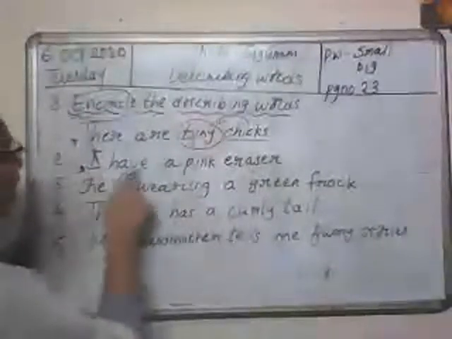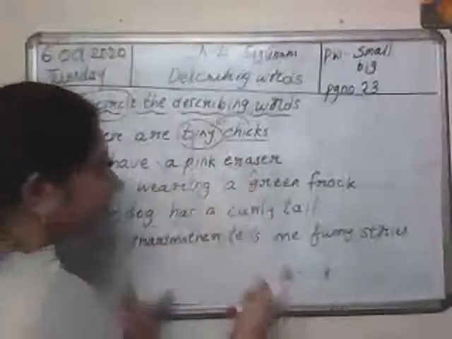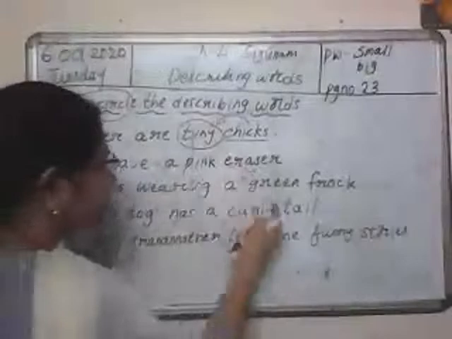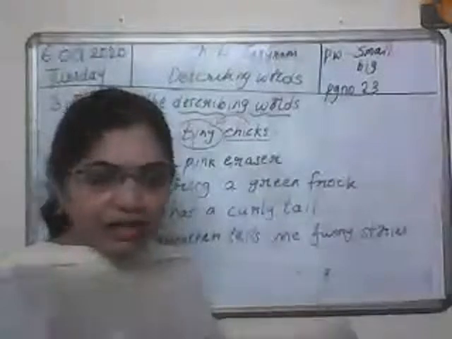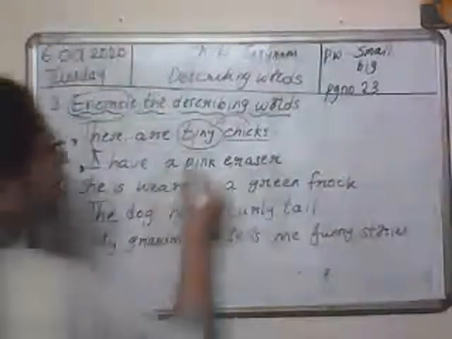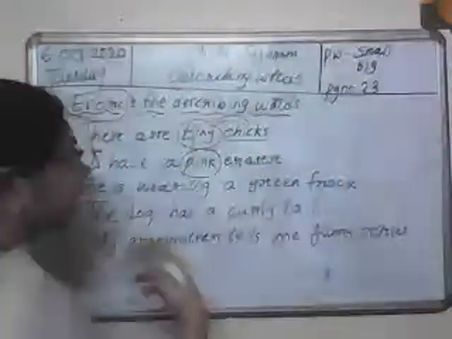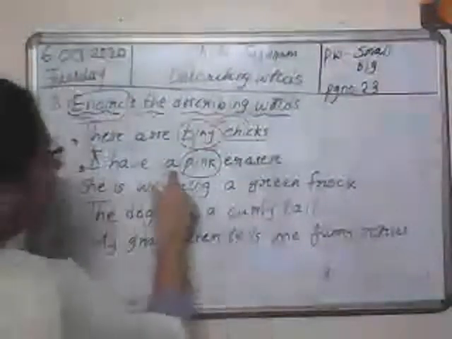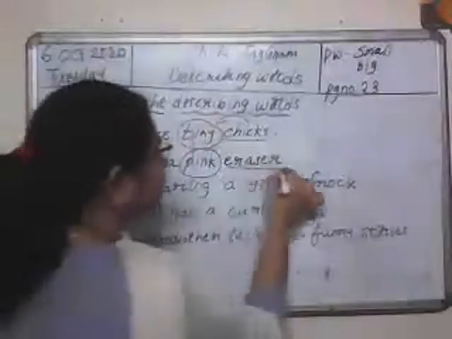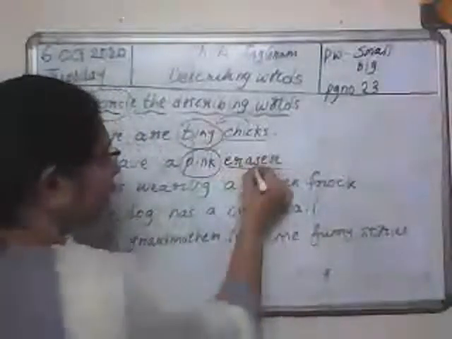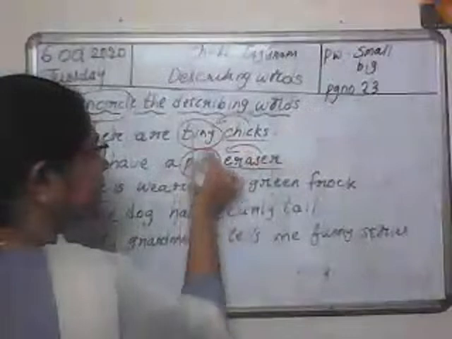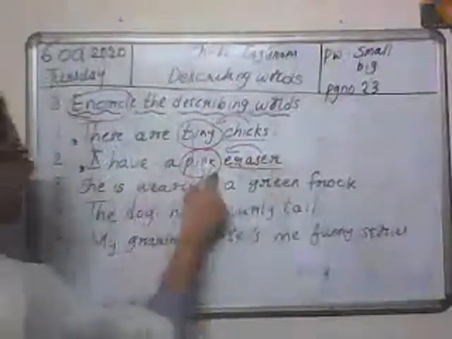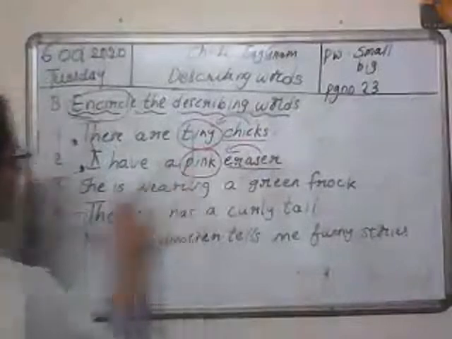Whatever words I'm going to circle now are the describing words. I have a pink eraser. I already told you that all colors are adjectives. So you can straight away circle pink if you can identify it easily. Otherwise, I have a pink eraser. So what is the eraser? Eraser is a naming word, right? So how the eraser has been described, as pink in color. So pink is a describing word.